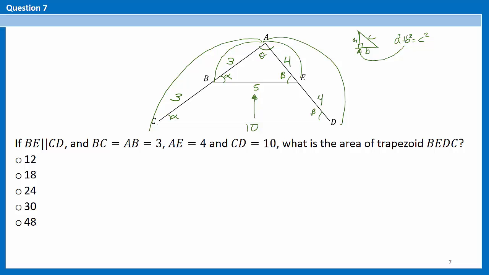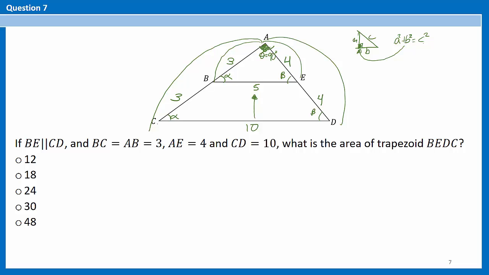The same here, 3, 4, 5, they make this true. 3 squared plus 4 squared is 5 squared. Therefore, the angle must be 90 degrees. That's the only way that it can be true. So theta actually is 90 degrees.